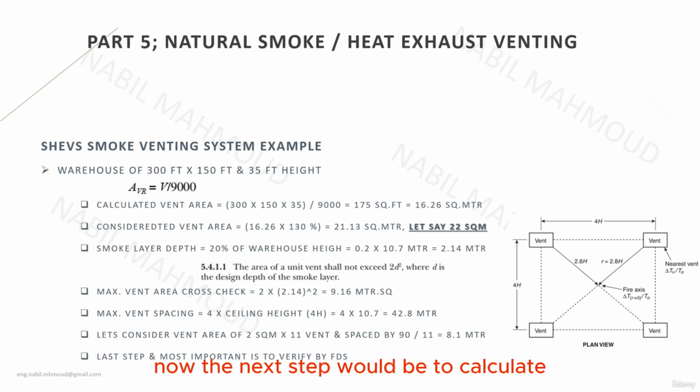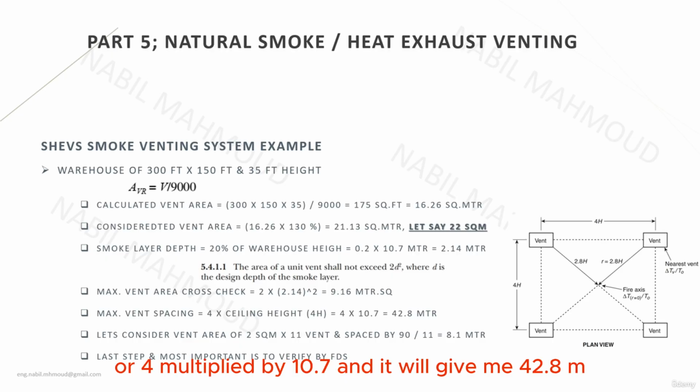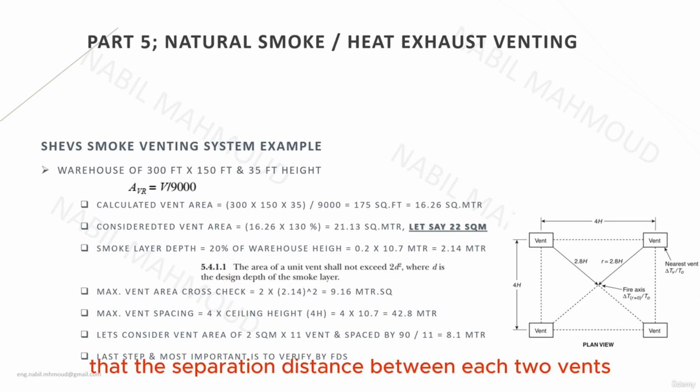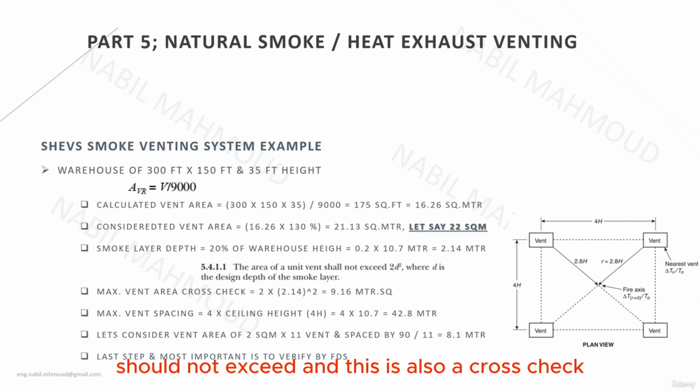Now the next step would be to calculate the vent spacing and dimensions. So for the vent spacing and dimensions, I'm going to refer to the NFPA, which is stating that the maximum vent spacing should not exceed 4 times the ceiling height. So I'm going to multiply 4 by 35 feet, or 4 multiplied by 10.7, and it will give me 42.8 meters. So this is the maximum separation distance between each two vents that should not be exceeded. And this is also a cross check.